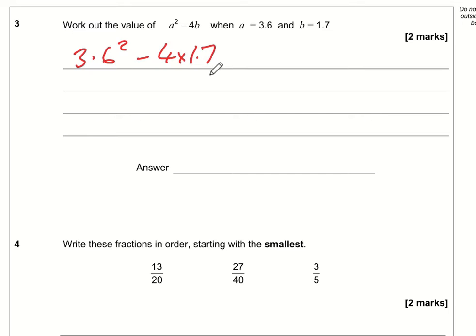We can just type it into our calculator exactly like this, or you can work out 3.6 squared and then separately work out 4 times 1.7 and then take away the right hand side from the left hand side, or as I said, just type it in as it is and you'll be fine. And you should get an answer of 6.16.